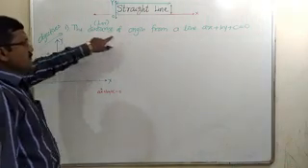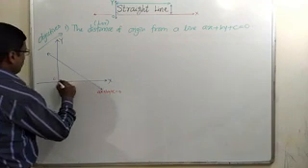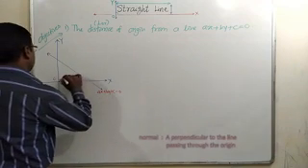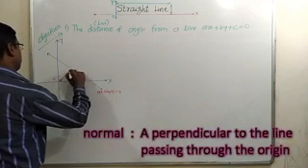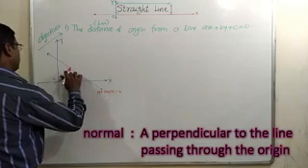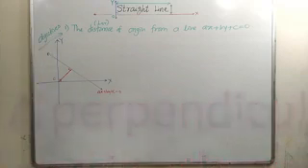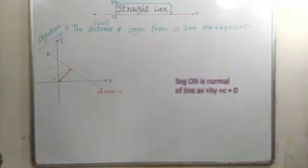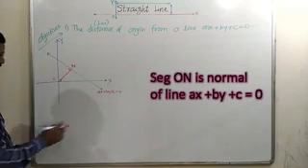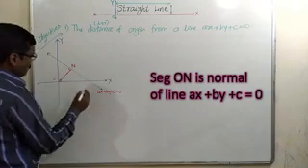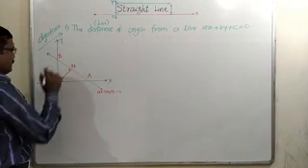Here we have to find the distance of origin from the line. So for that we will draw perpendicular from origin on this line. This is the perpendicular drawn from origin to this line. Let N be the foot of the perpendicular on this line. Obviously this line is in xy system, so it will cut x-axis at point A and y-axis at point B.